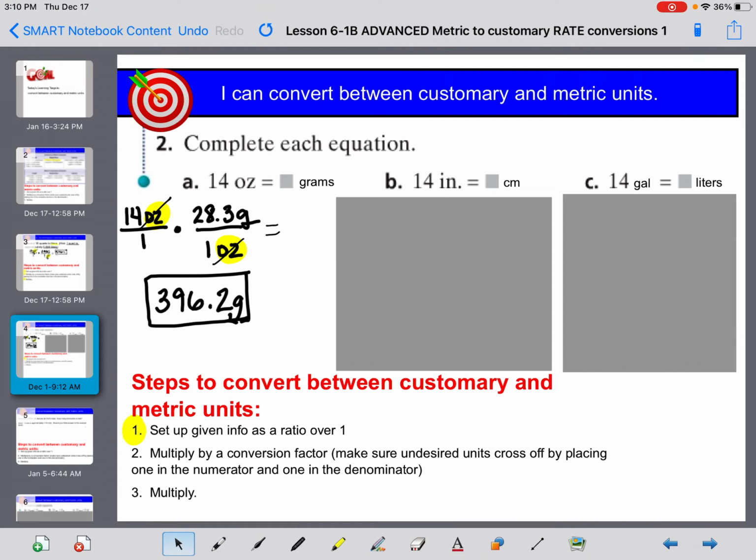Okay, so pause the video now and work the next 2 problems. Then come back to compare your answers to mine.